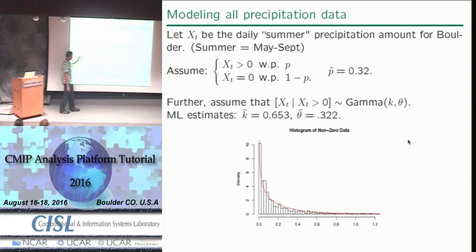And then I'm going to take this non-zero data and fit a gamma distribution to that. The gamma has two parameters. I can estimate those parameters; I did via maximum likelihood here. And this is the fitted distribution to that non-zero data. You see, here's the histogram of the non-zero data. Here's the fitted distribution. And you look at that and you say, not so bad, right? At least I do.